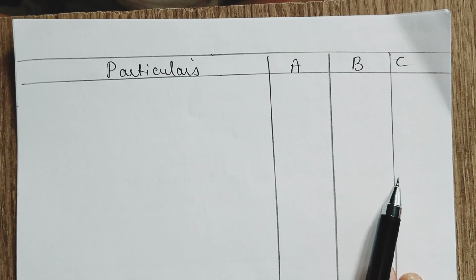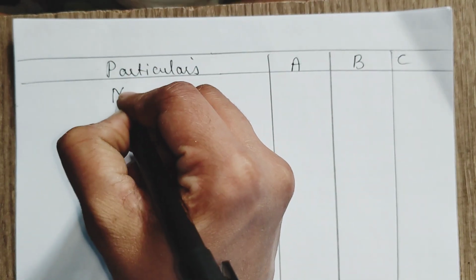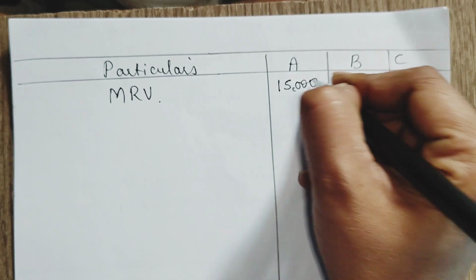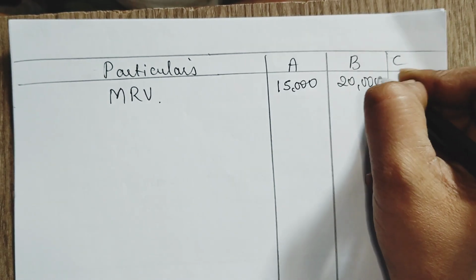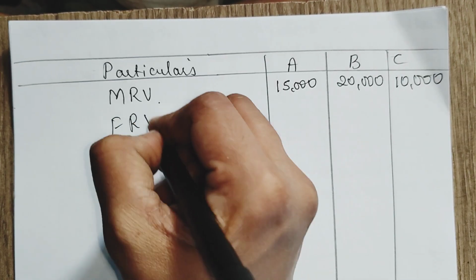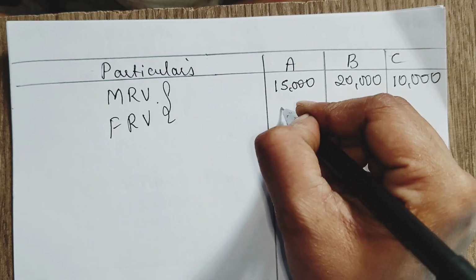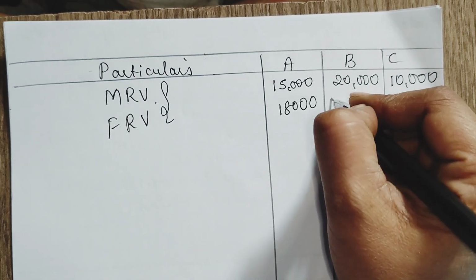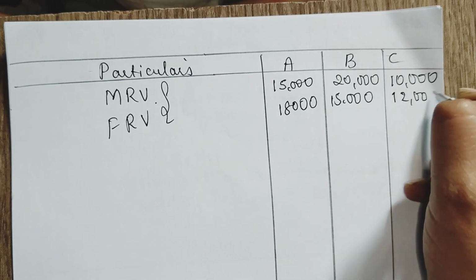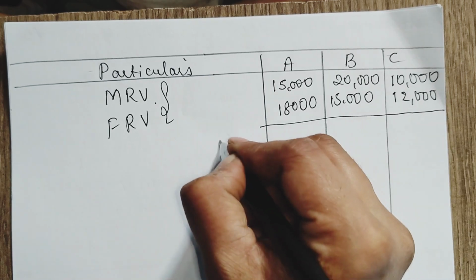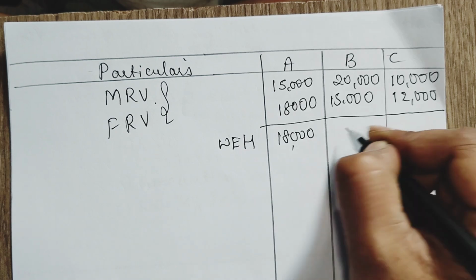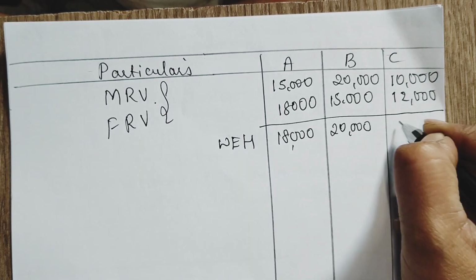Particulars A, B, C. First we are taking municipal rental value. Municipal rental value for house A 15,000, 20,000 and 10,000. Fair rental value, these two we are comparing and whichever is higher we are considering. 18,000, 15,000, then 12,000. Whichever is higher: 18,000, 20,000, 12,000.